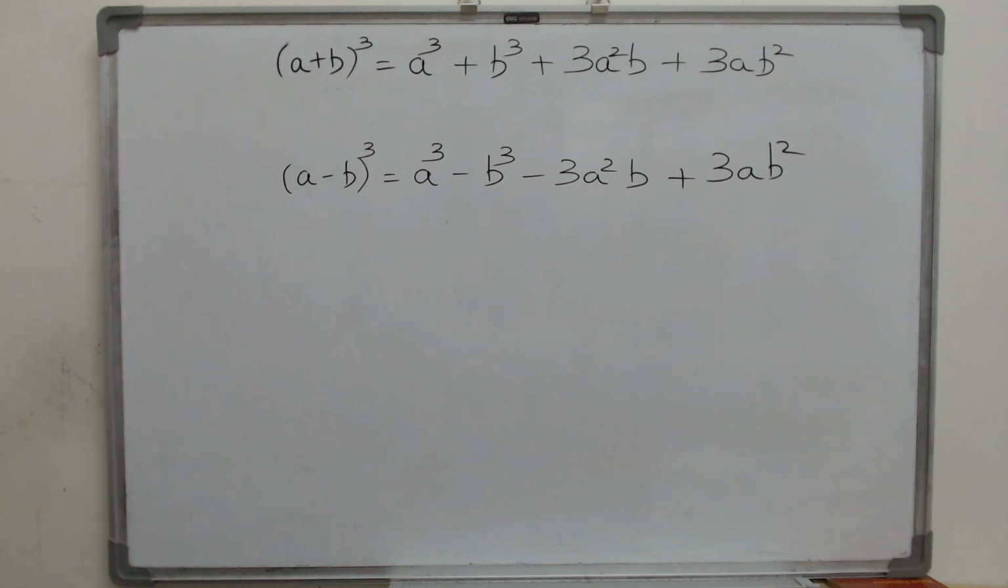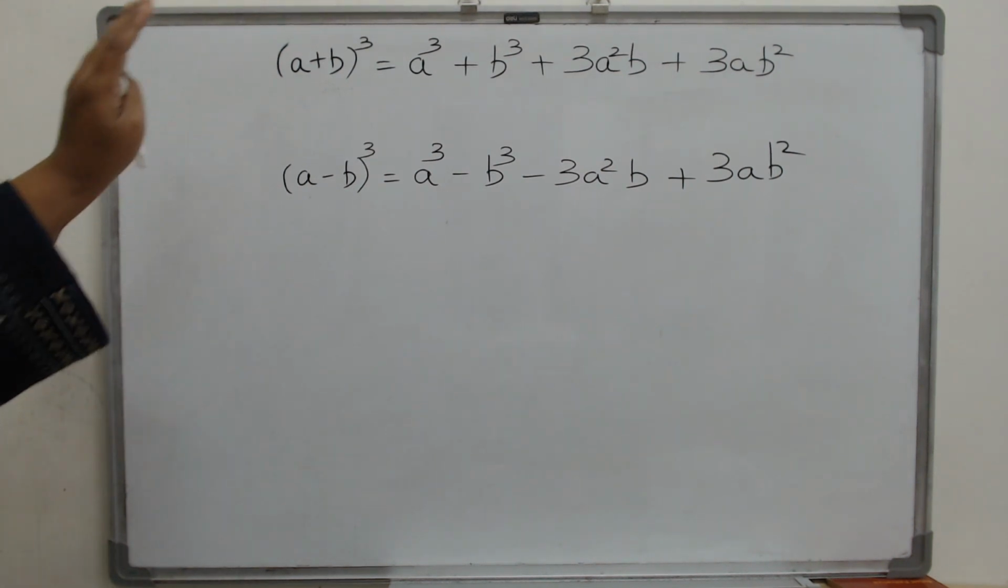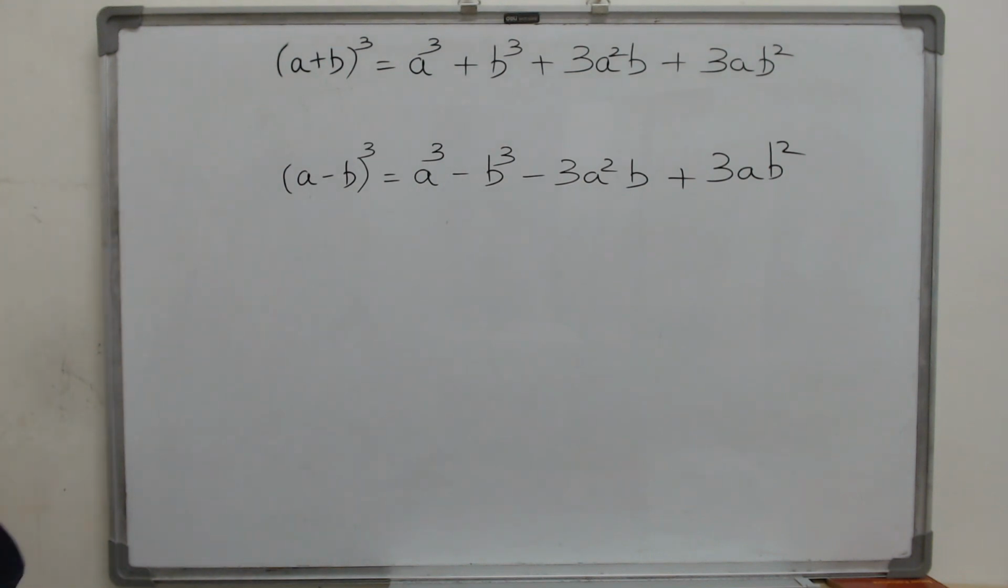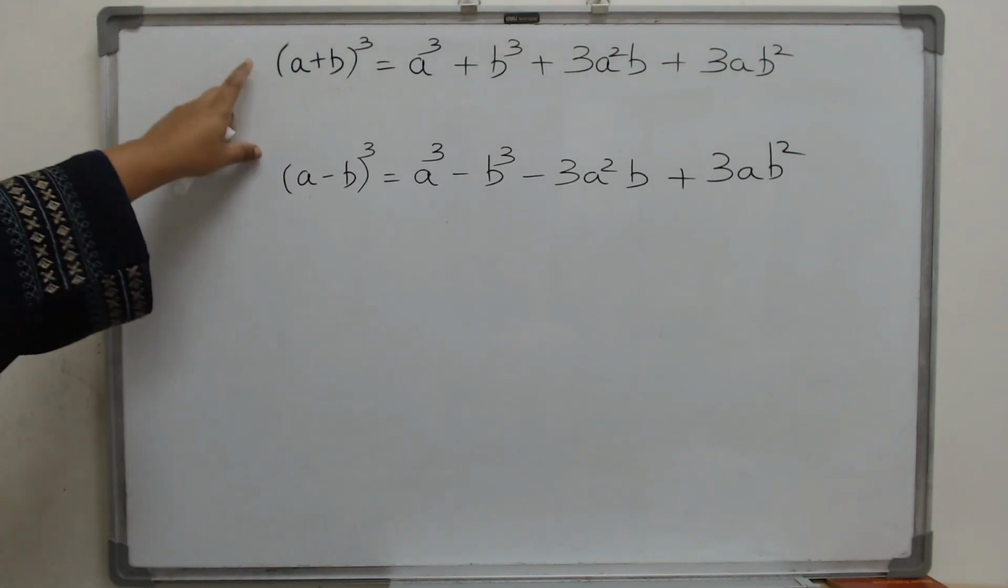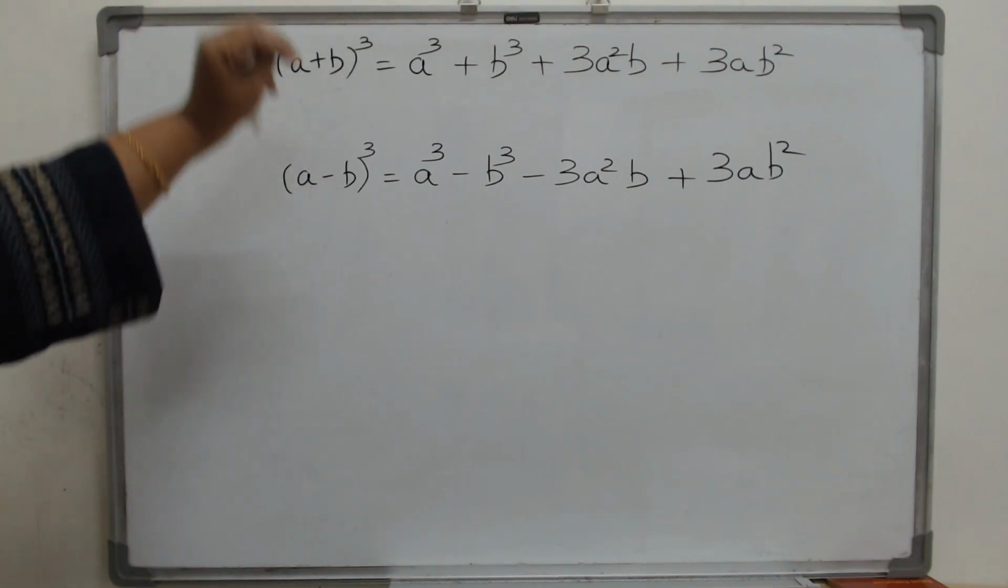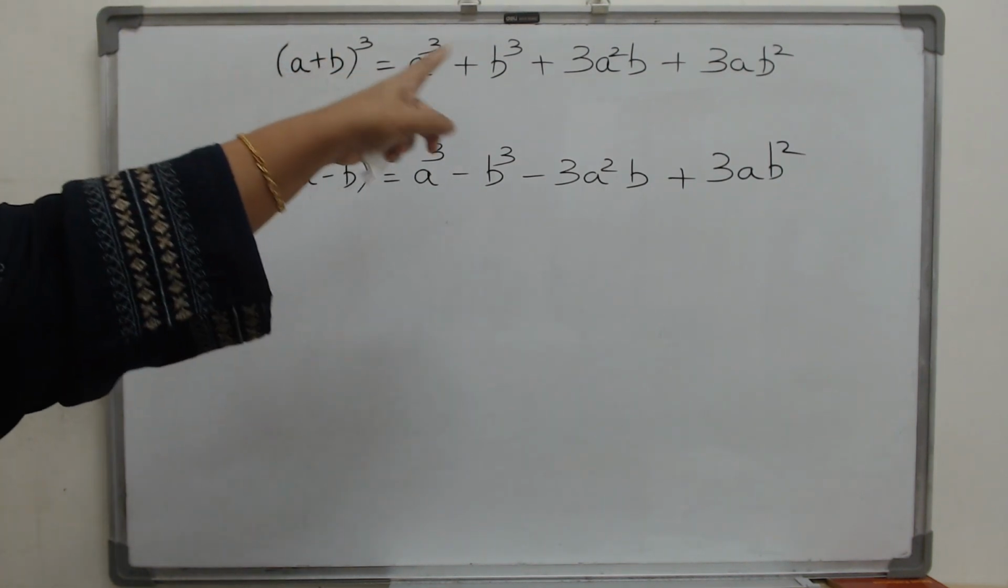Today let us study about some identities involving cubic polynomials. They are polynomials whose maximum degree is 3. The degree cannot go more than 3. Now look at the first identity. We add two numbers and then cube it, and this is how we expand it.